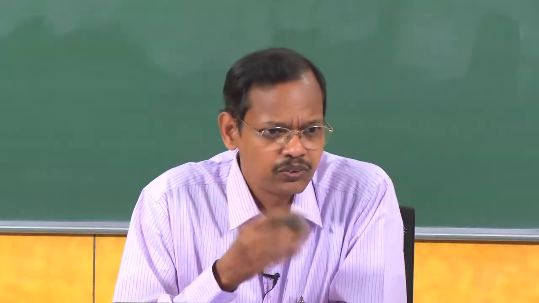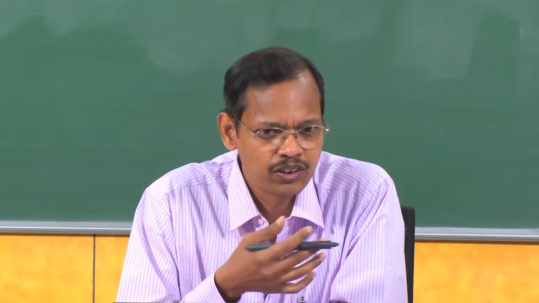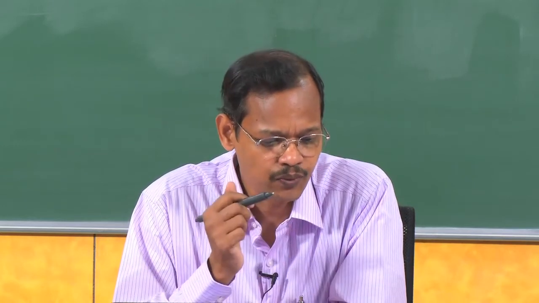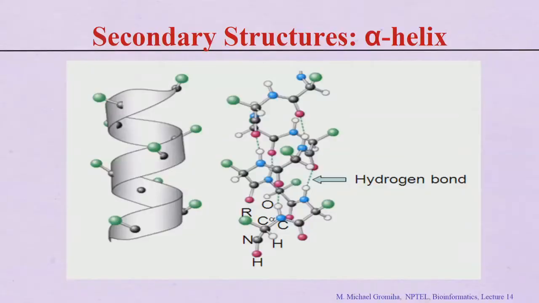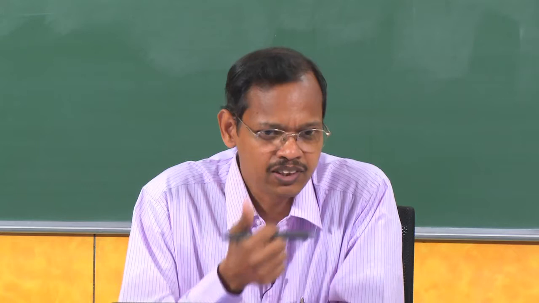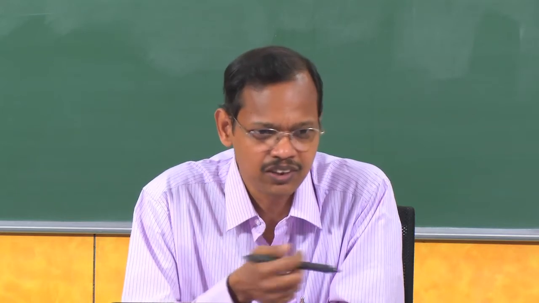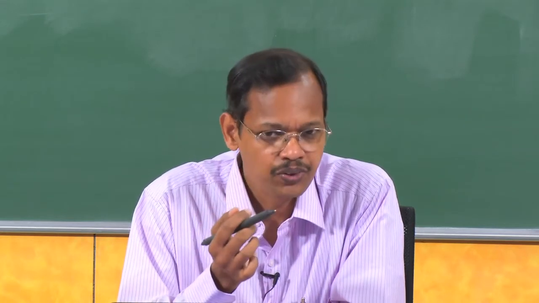How do we get the helical structures? What are the interactions which maintain the alpha helical structures? You can see it is a kind of spring, in the shape of a helix. This is why we get the name helix, and the first letter of Greek is alpha, so they call this alpha helix.